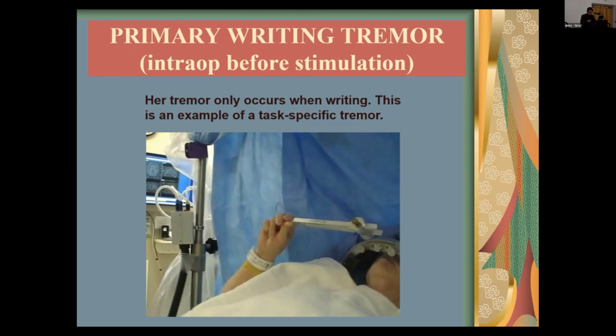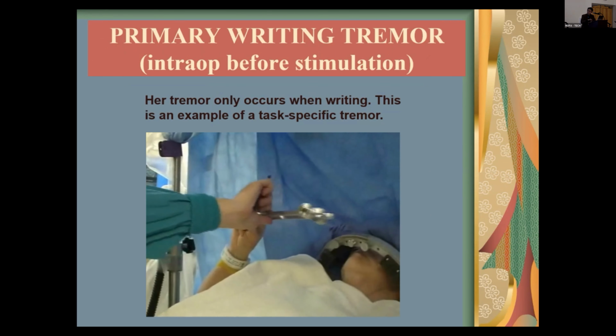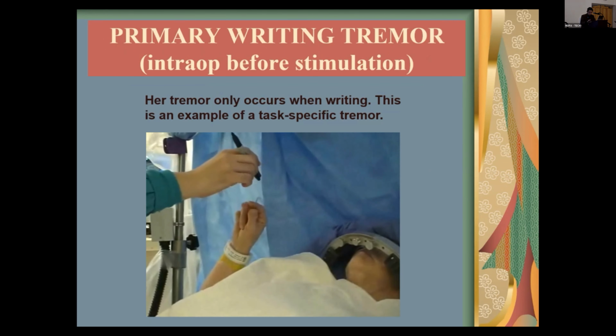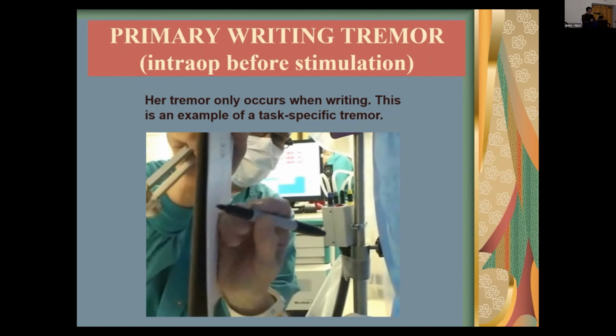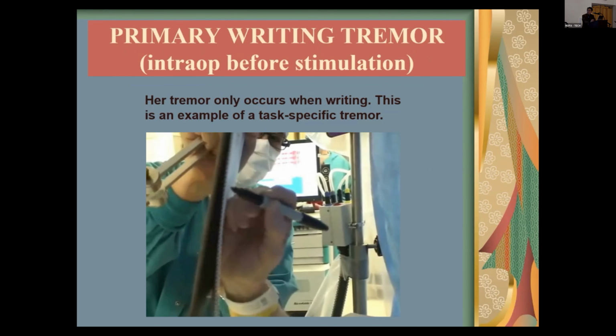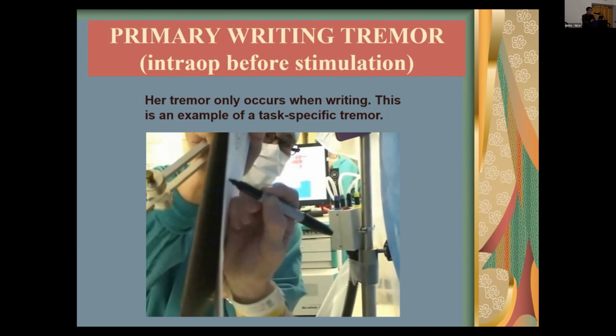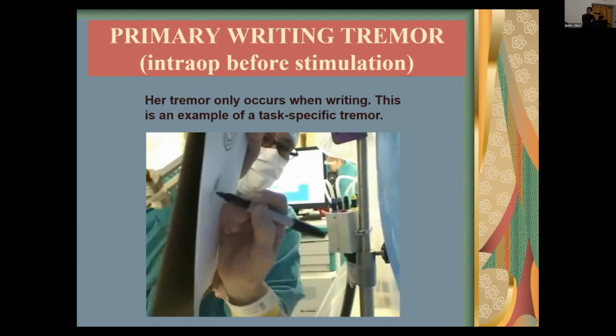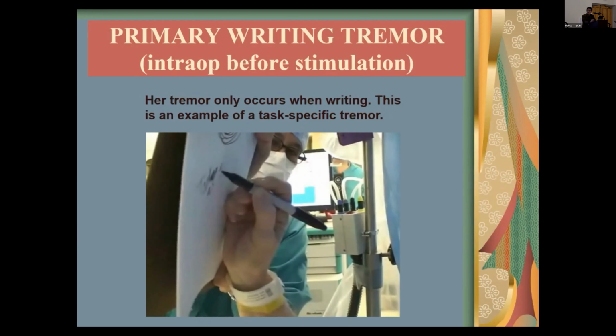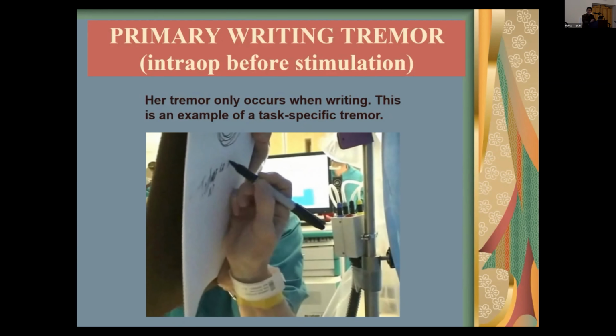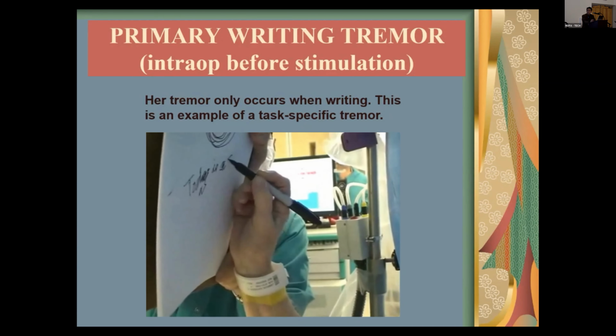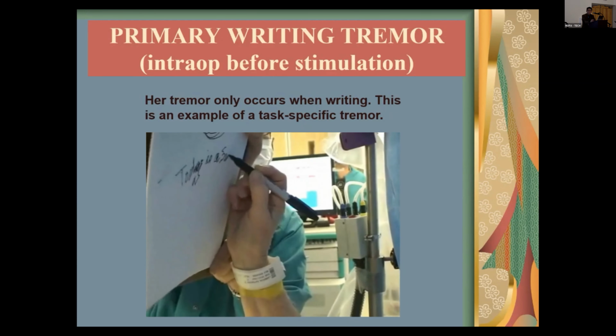Okay, here's a task-specific tremor called primary writing tremor. She doesn't have a tremor when she holds on to things, or raises her hand, or eats, but it only happens when she's writing. She happens to be a high-level personal secretary of a CEO, and so she needs her hands to be steady when she writes. She does a lot of transcribing of meetings and notes and all that.